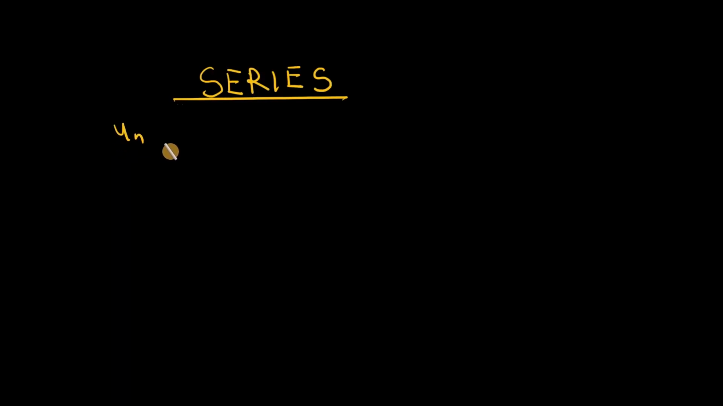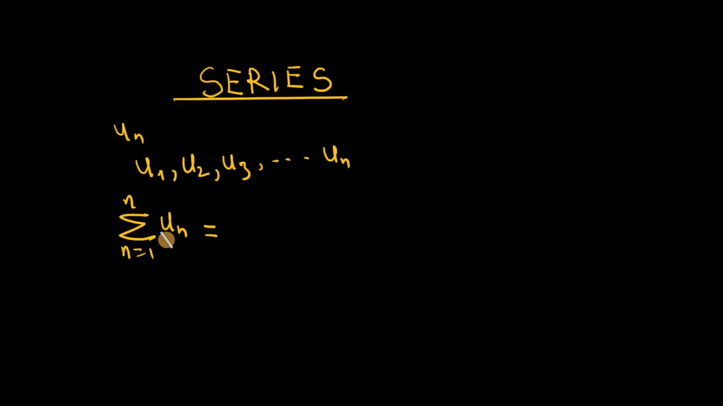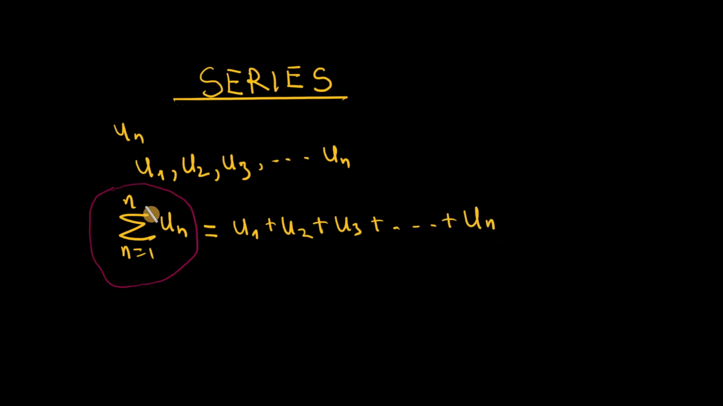Let u_n be a sequence with terms u1, u2, u3 up to un. The summation of u_n from n equals 1 to n is equal to u1 plus u2 plus u3 plus up to un. This expression is called a series, and it's called a finite series because the sum of the sequence starts from u1 and ends at un.